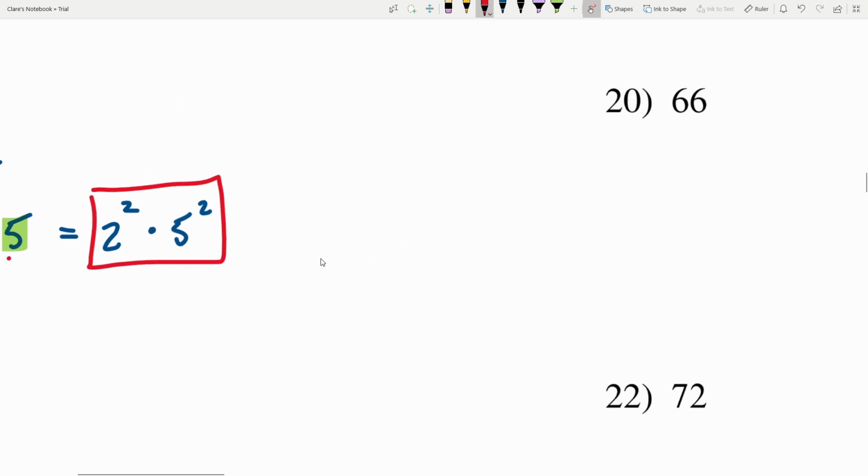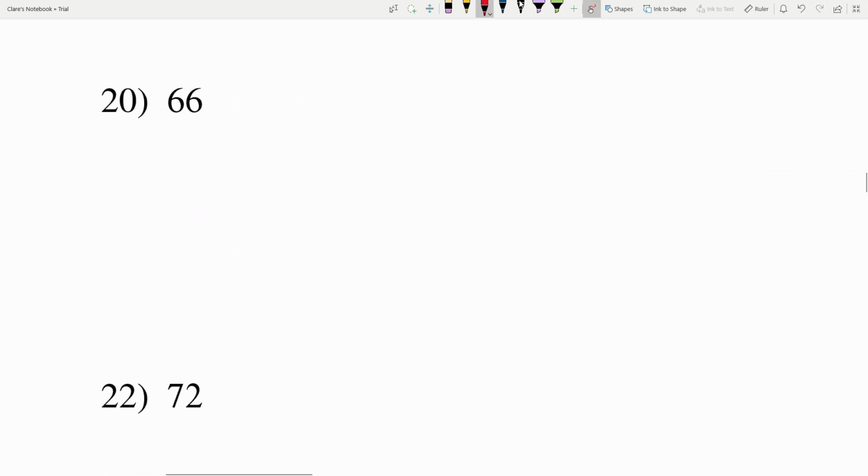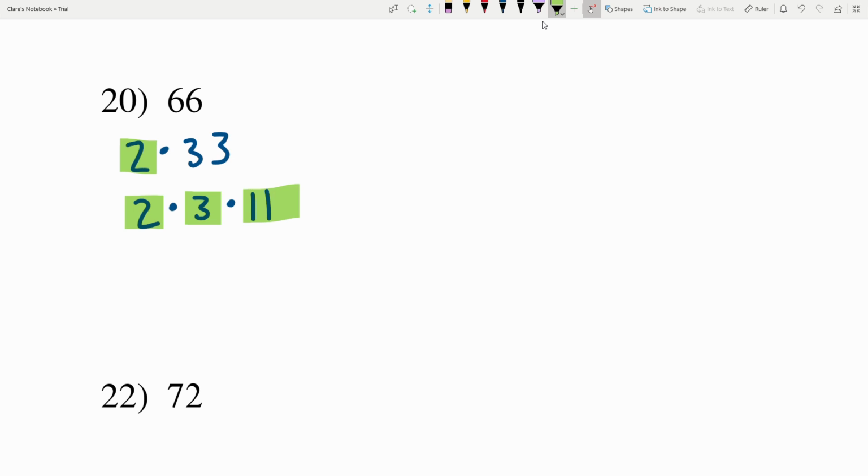Moving on to number 20, we have 66. And 66 isn't prime because I know that it's definitely even. So 2 goes into it. How many times does 2 go into it? 33 times. So I have a prime number 2, but 33 isn't prime. I know that 33 is divisible by 3. So I'm going to have 2 times 3 times, and 33 is 3 times 11. So now I have prime number 2 times prime number 3 times prime number 11. That's my prime factorization. 2 times 3 times 11.